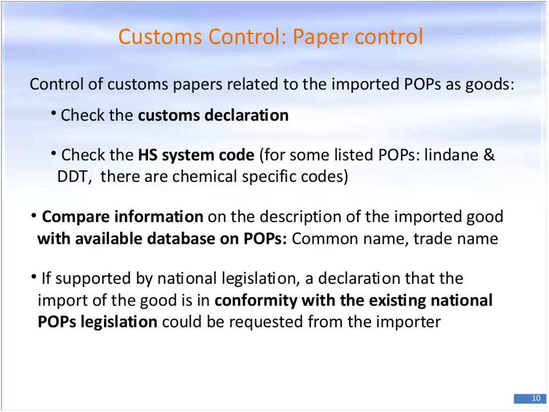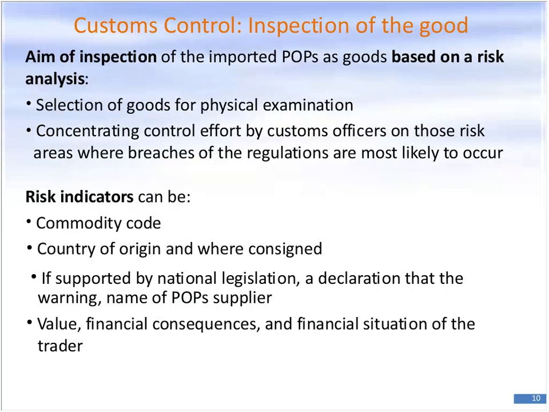And what is interesting, and what one could do, is one could ask from an importer of chemicals, if you have the legislation in a country according to this, to declare that the import of the good is in conformity with the existing national POPs legislation or with the existing national chemicals legislation. So this could be requested from the importer in addition when imported.